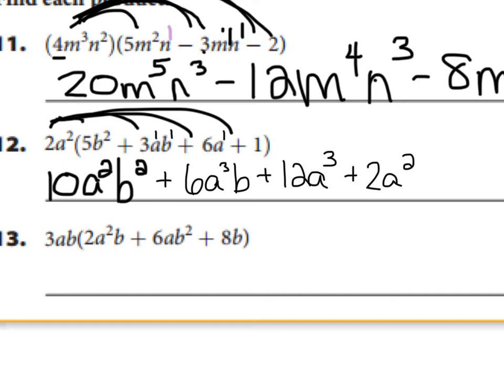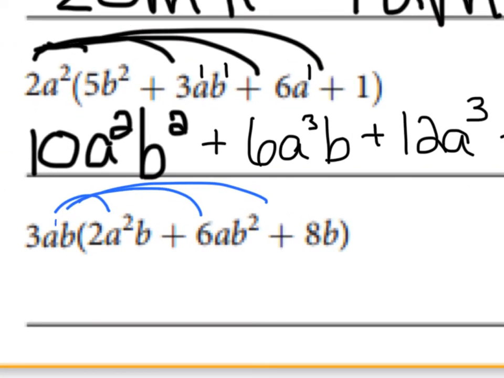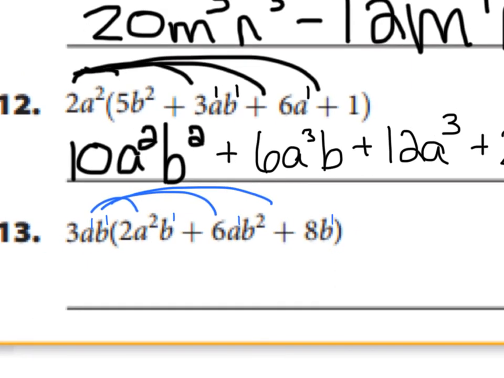The very last one, we took 3ab to each of the 3 terms. 3ab, and if you needed to, remember the a and the b have exponents of 1, so does that one, and that one, and that one. If you don't need to, that's fine.